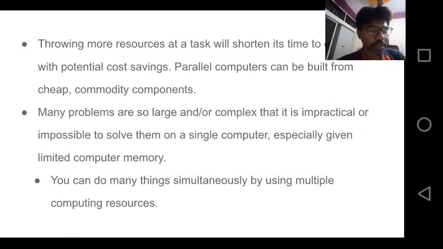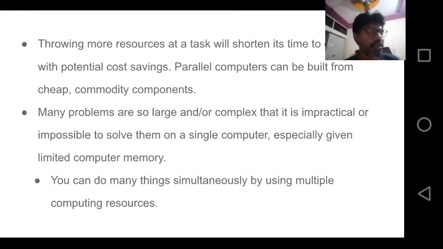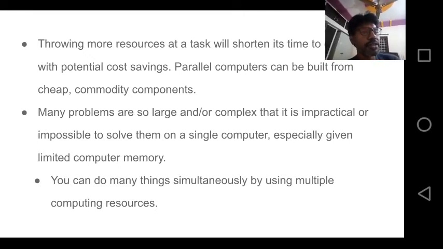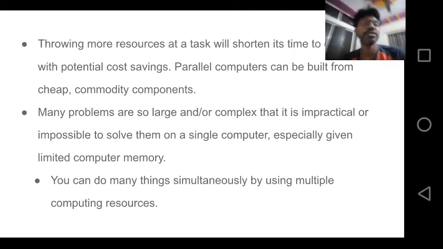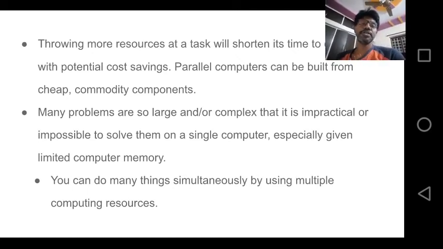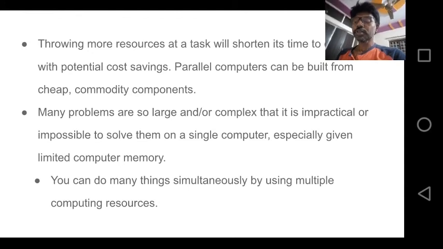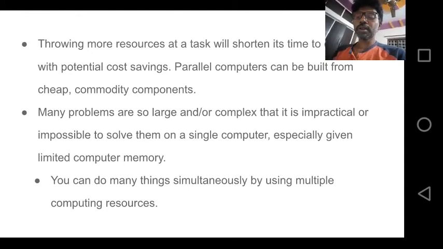So what happens with this? They are cheap. An 8,000 cost mobile itself having an octa-core processor means you can understand how cheap it is to employ multiple processors, and how cheap it is to implement parallel computing. Next, many problems are so large and complex that it is impractical.